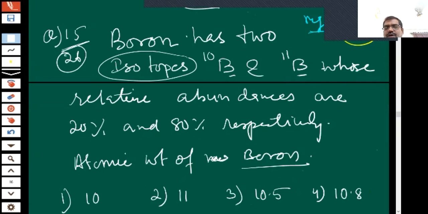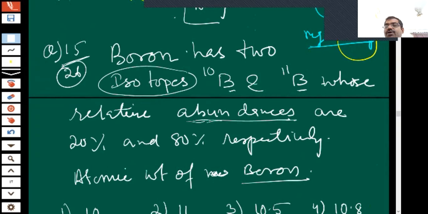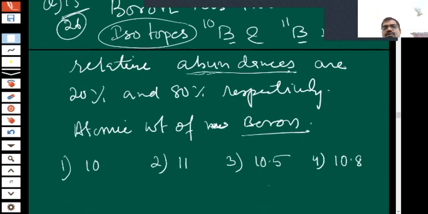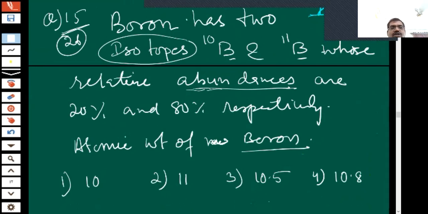In the abundance, we have to see which boron is contributing how much percentage, and then we will give the average atomic mass, because in any sample of boron, both will be present. So we have to give the average atomic weight, and that you have to calculate, children. So see, boron 10 is having 20% and boron 11 is having 80%.